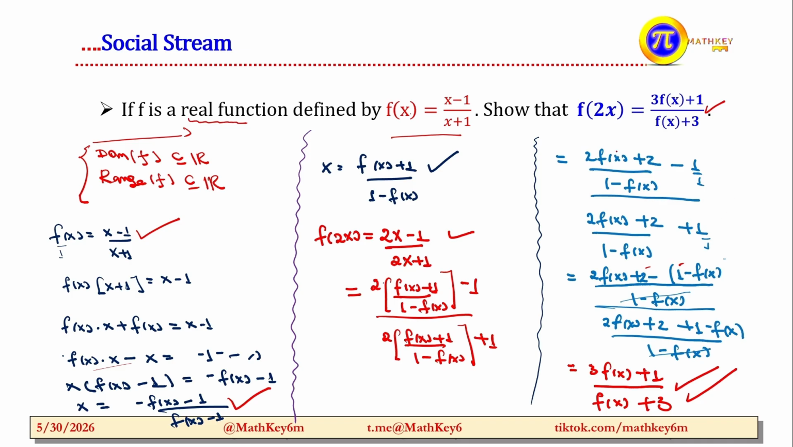After that we'll try to simplify it. When simplifying, we have here 2 times f of x plus 1 over 1 minus f of x minus 1, and the same for the denominator. Then finally take the LCM for this one. This is the difference of two rational functions, and this is the sum of two rational functions. So take their LCM. Taking the LCM, 1 minus f of x is the denominator for both numerator and denominator. After that, by rearranging and simplifying, we obtained what? 3 times f of x plus 1 over f of x plus 3.